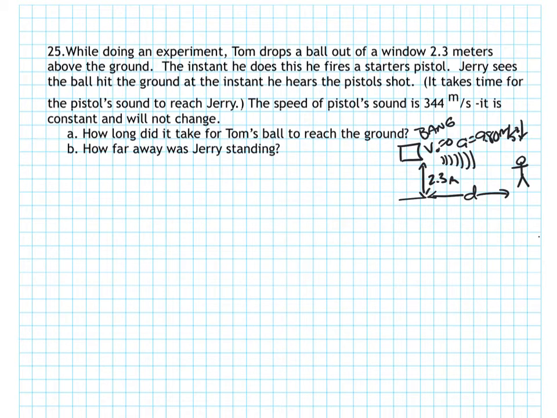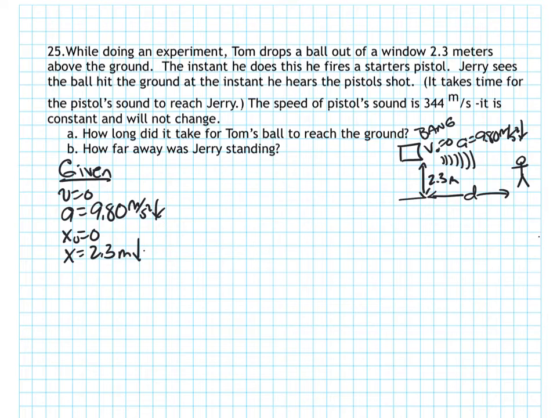Okay, let's see what we're given. Givens. I know the initial velocity is equal to 0. I know the acceleration is negative 9.80. Well, we'll leave off the negative for the moment. 9.80 meters per second squared going down. I know the distance x naught, where I start in the window, that's going to be equal to 0. And x is going to be 2.3 meters from the window down to the ground. Let's see, anything else? No, that's it.